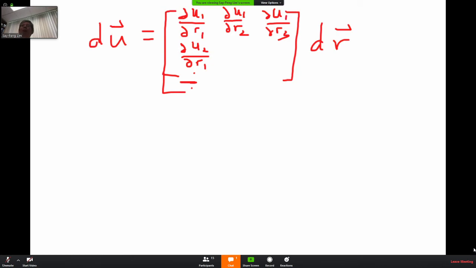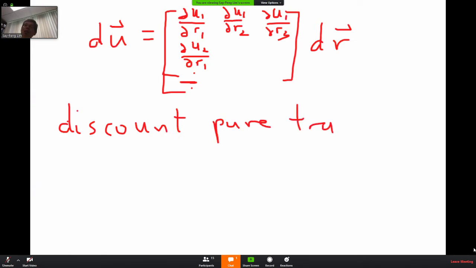Now, if you look at this, you might think that this is a way to define the stress. I mean, sorry, the strain. The strain is the change in the position of the object when you distort it, right? But if you think about it, you have to discount pure translation, because if you have pure translation, you are not distorting the body at all.